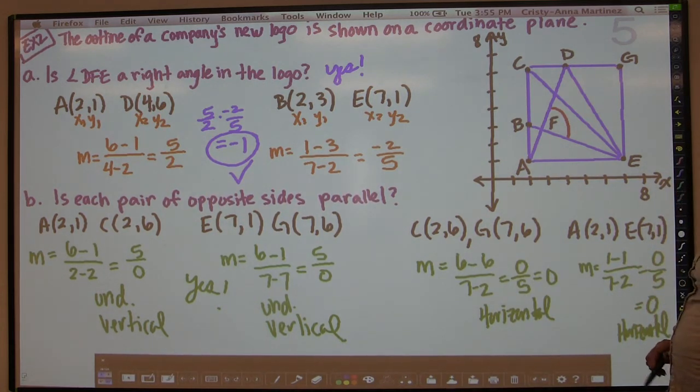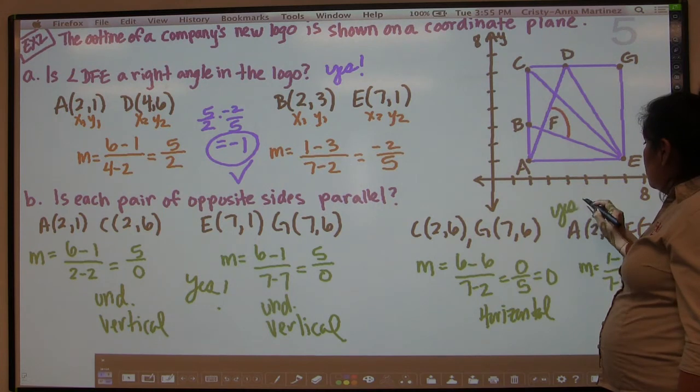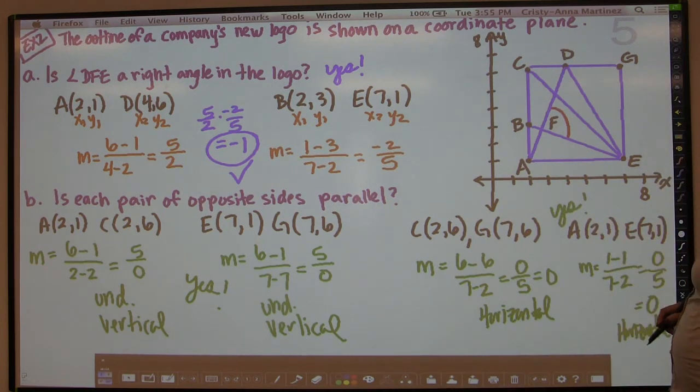All right, so because both of the lines have a 0 slope, they're the same slope, so they're non-vertical lines, but as long as they have the same slope, which in this case they do, they both have a 0 slope, then they're also parallel. So yes, for both of those opposite sides, the pair of opposite sides is parallel.